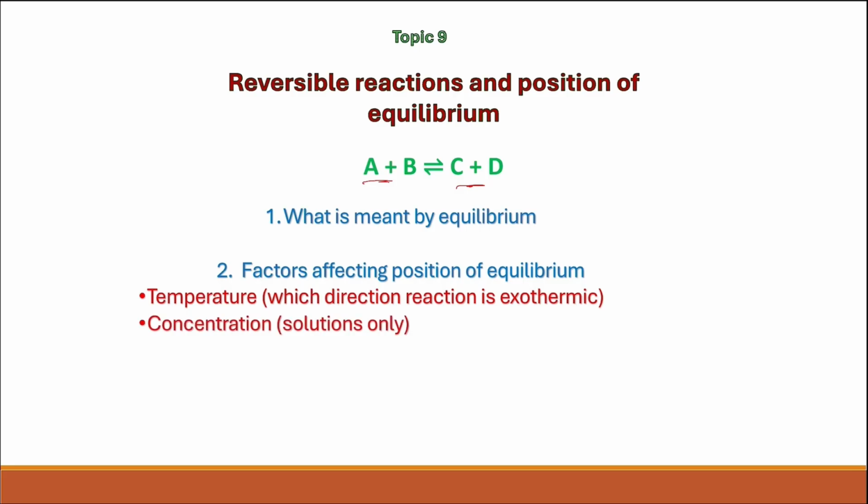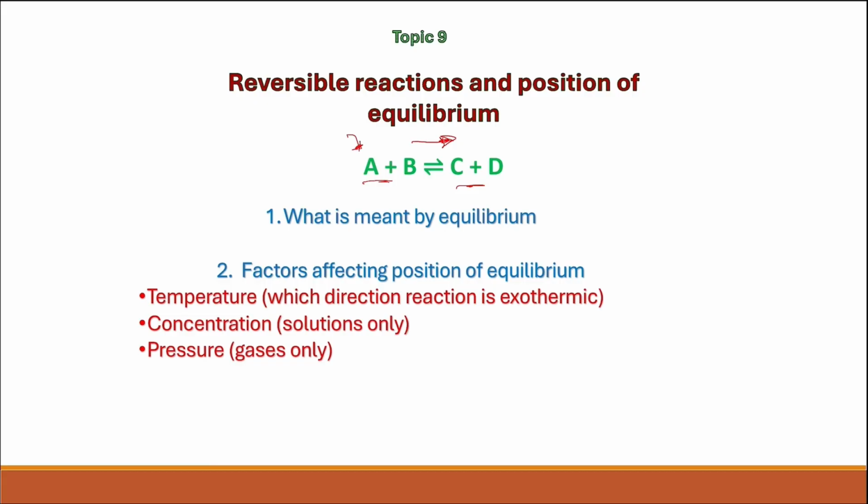And then the concentrations in case of solutions. This is Le Chatelier's principle. So what happens for equilibrium? If you increase the concentration of the reactants here, then the system will act to oppose that effect by pushing the reaction forward. So more of the product will be produced.